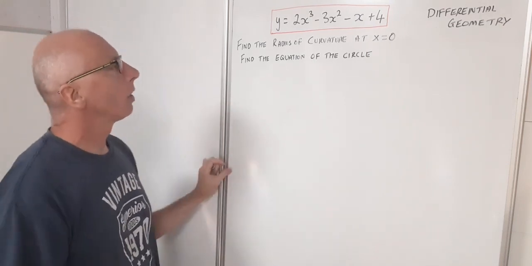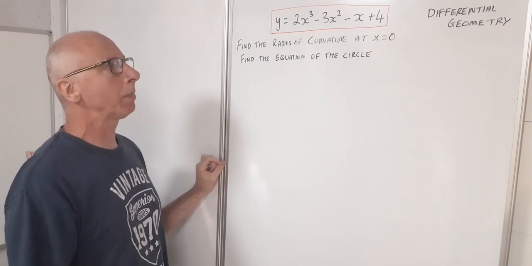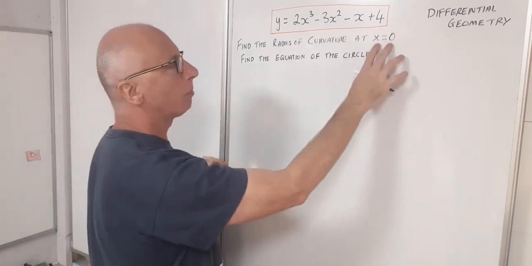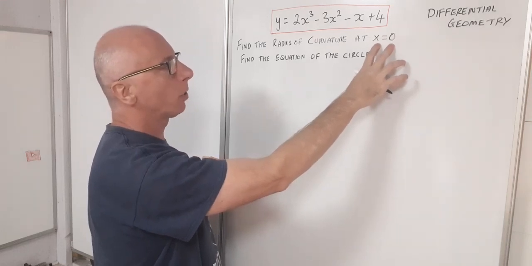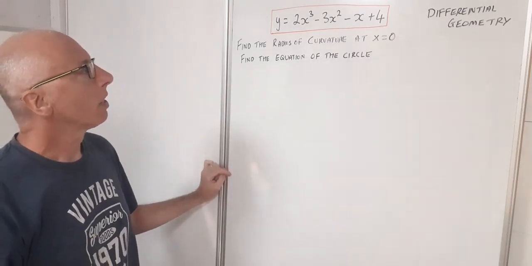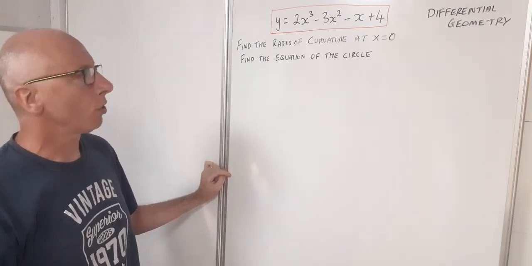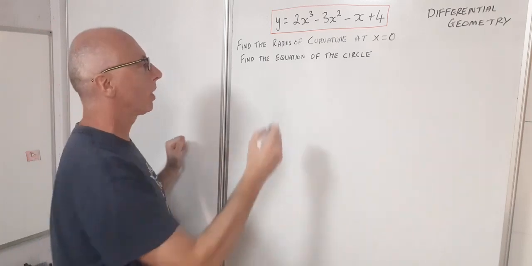Now, using differential geometry to find the radius of curvature, what that means is, what's the largest radius of a circle that we can get at the point x equals 0 to fit inside that curve. So using differential geometry, what we do is first of all use the radius of curvature equation.